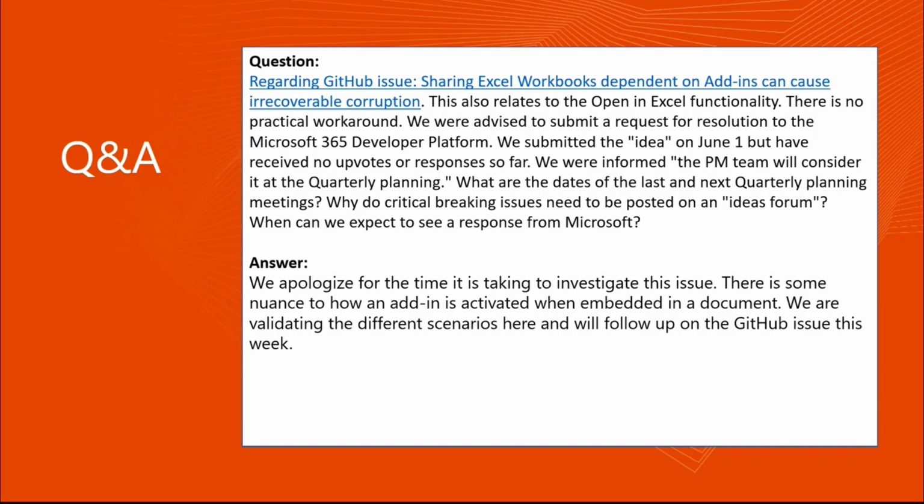So in this case, we submitted the idea on June 1st, but haven't received upvotes or responses, and we're informed the PM will consider it in quarterly planning. What are the dates of the next quarterly planning meetings? Why do critical breaking issues need to be posted on the ideas forum? When can we expect to see a response from Microsoft?